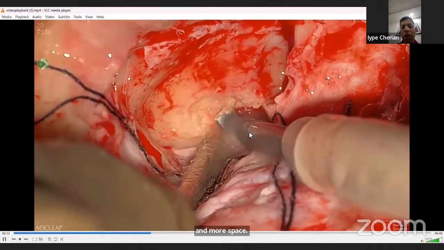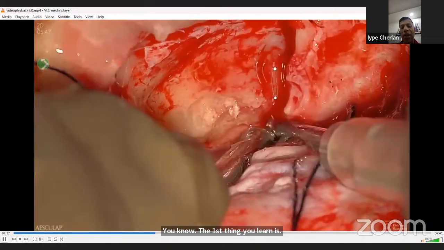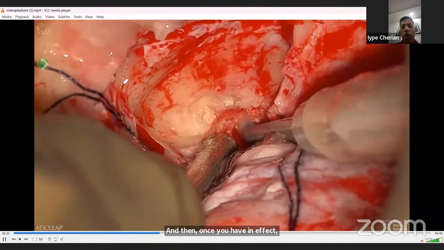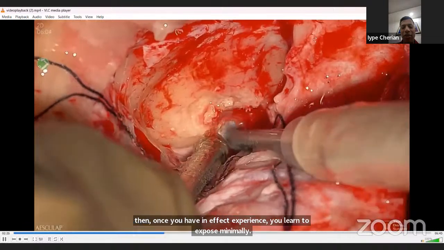The first thing you learn is to expose maximally, and then once you have enough experience, you learn to expose minimally. That's the paradox of neurosurgery.